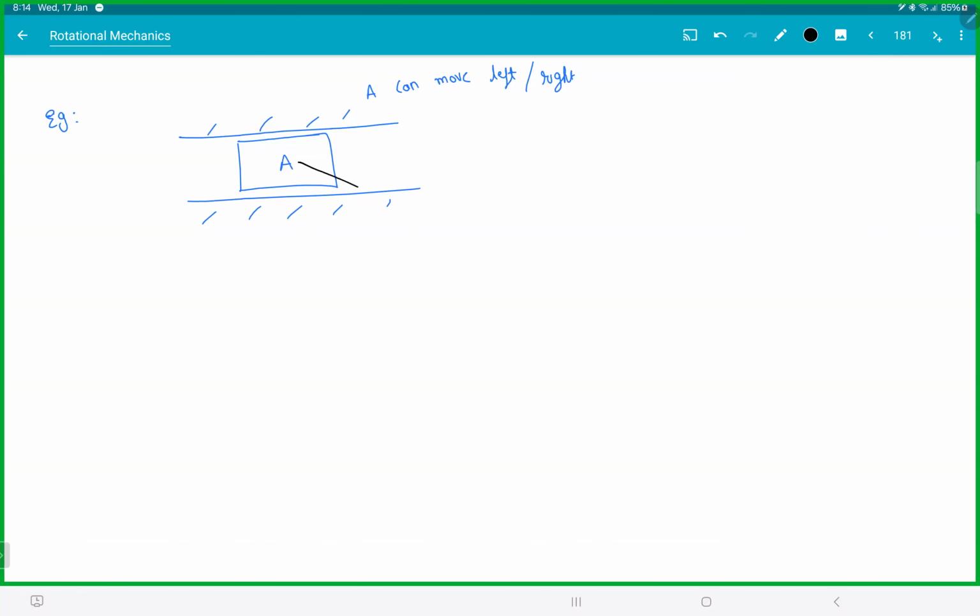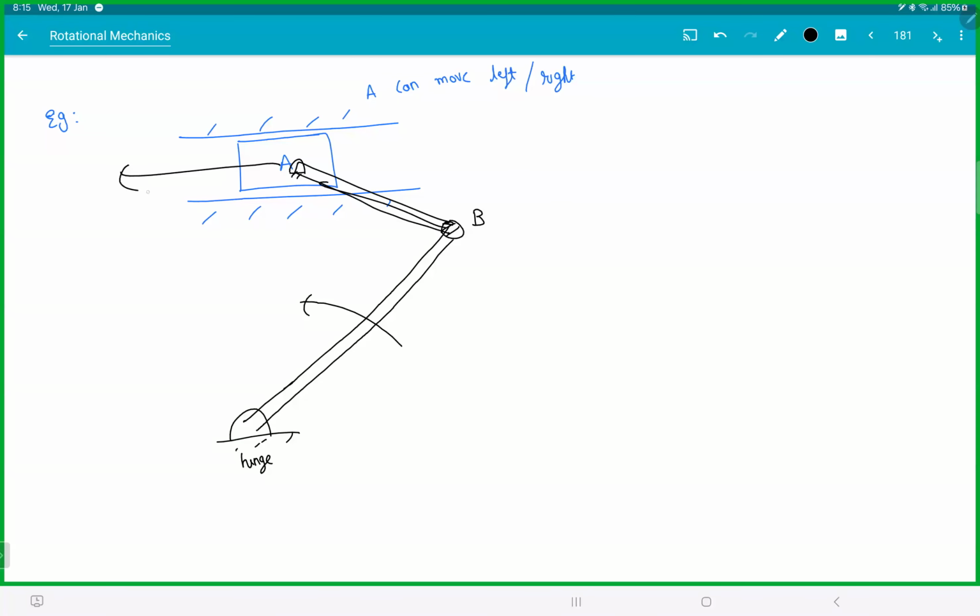Someone connected this to a rod. So this is hinged here. This is another hinge here. This is another hinge here. Let's call this B. Okay, this is a hinge. Diagram समझ में आ रहा है कैसा है? So when this rod rotates, it will push this thing, so A will go this way.